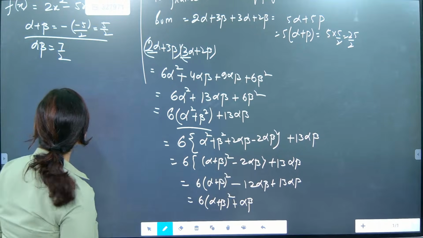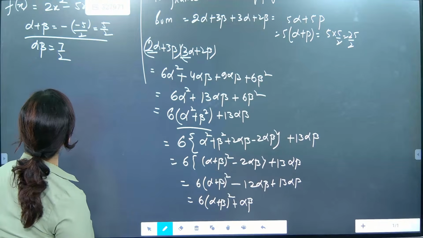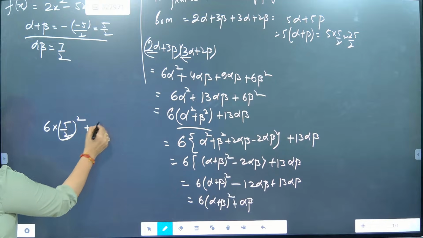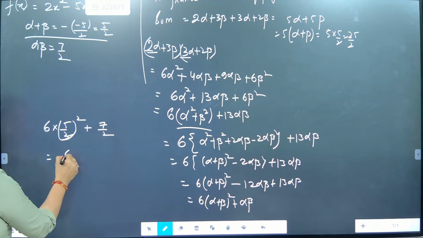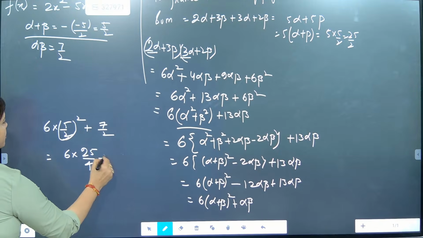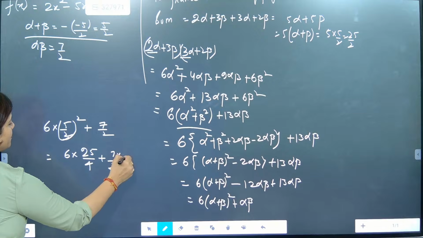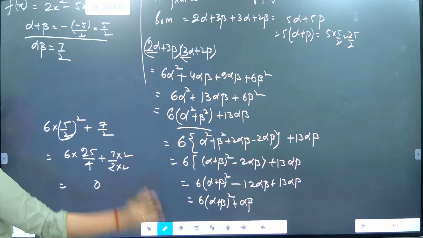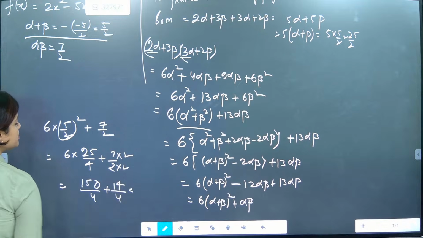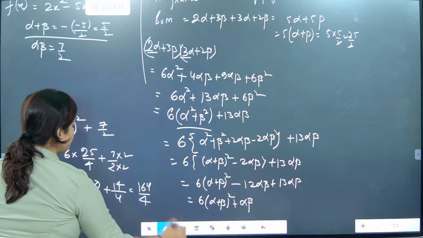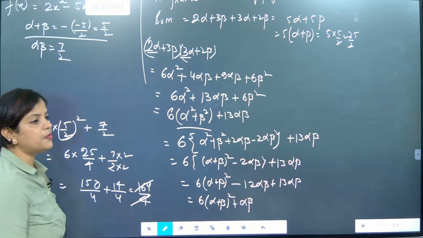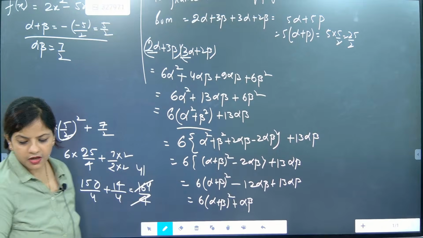Calculation easy, done. So now alpha plus beta whole square value is what? Alpha plus beta is 5 by 2. So 6 into 5 by 2 whole square plus alpha beta is 7 by 2. So it will become 6 into 25 by 4 plus 7 by 2. Multiply 2 up and 2 down. So 6 into 25 is 150 by 4 plus 14 by 4. So it is coming as 164 by 4. After that, if you want, you can cancel it. How much it is coming? 41. Got it? 41 is coming.